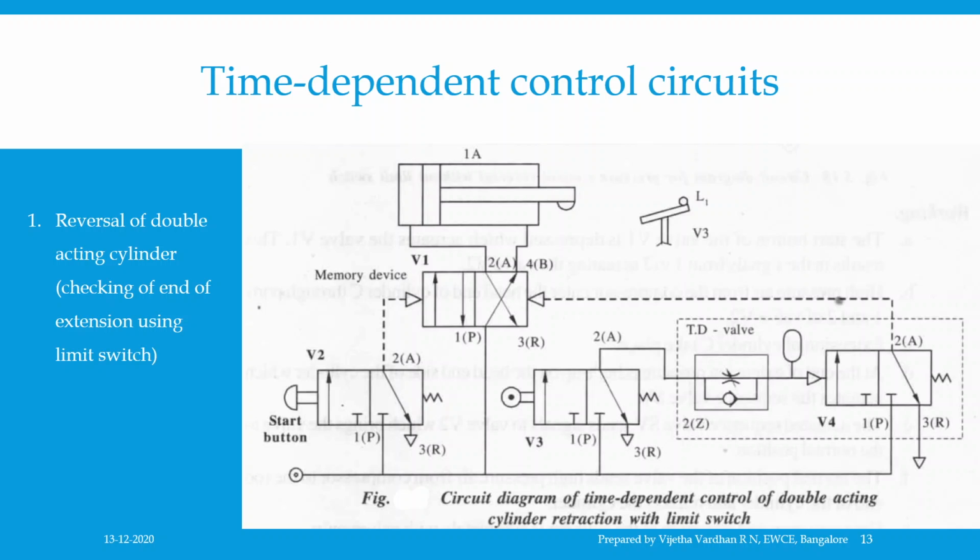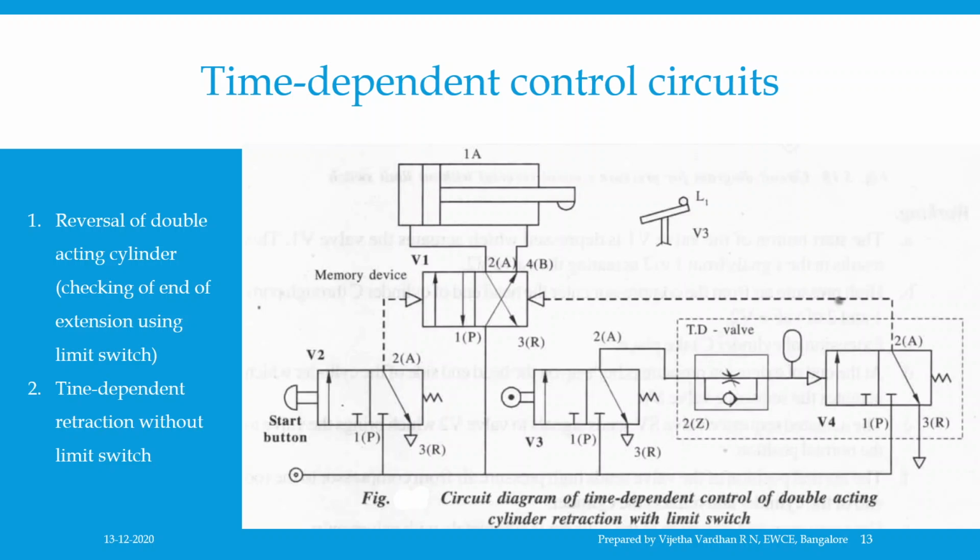Thus, the time delay can be made between the extension and the commencement of the retraction using a time delay valve. And the figure shows the circuit diagram for time dependent reversal of double acting cylinder with a check for end of extension using a limit switch. The time commences after the extension of cylinder 1A has taken place and retraction commences at the end of the time set on the throttle of the time delay valve, which is called the time delay.